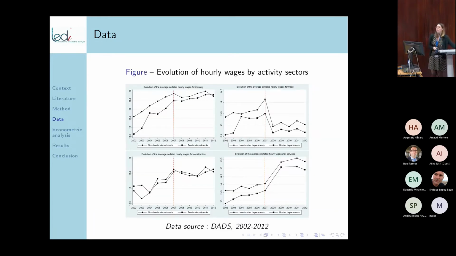So now let's look at the descriptive statistics by comparing the evolution of hourly wage by activity sectors in border departments and non-border departments. The most interesting fact is the sharp increase in hourly wage in the services sectors after the full implementation of the IFMP. This raises the question of a larger effect of competition in these sectors, which is reinforced by the first table. We show a larger wage differential for individuals who work in the services sectors.